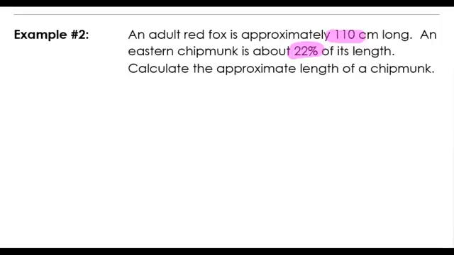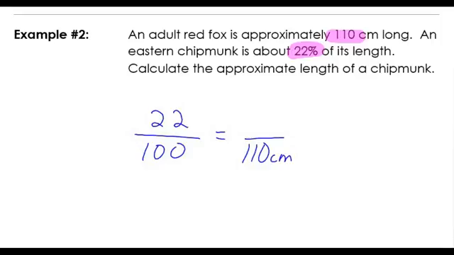All right, so I know that the length of the chipmunk is what I'm looking for. And I know that that's going to be 22%, or 22 out of 100%. So in this question, what am I calling 100%? Well, 100% in this case is the length of the red fox, which is 110 centimeters. So if I know 22%, or 22 out of 100 compared to my red fox, I'll be able to solve this.